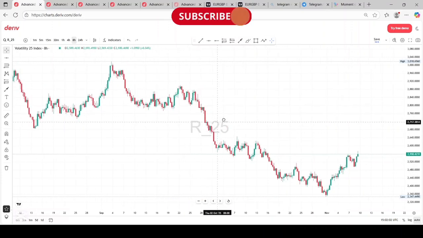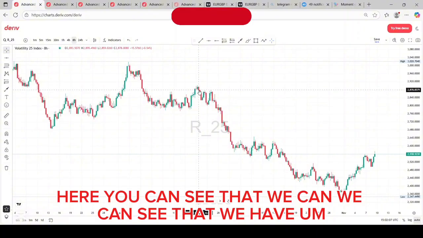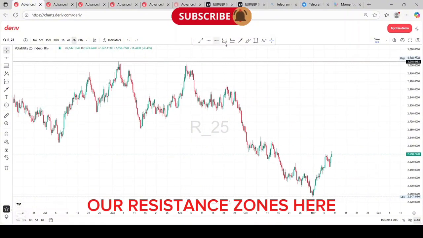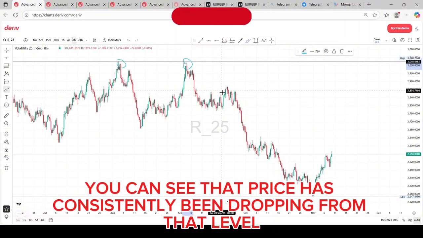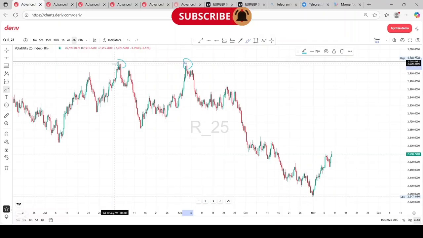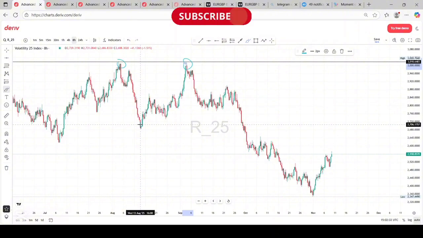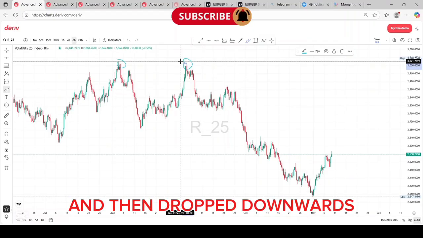look at this chart. Here you can see that we have our resistance zones here. You can see that price has consistently been dropping from that level. So basically, that is our resistance level. So price went all the way up to this zone and then dropped. And then it went again to that same spot, that same level, and then dropped downwards.